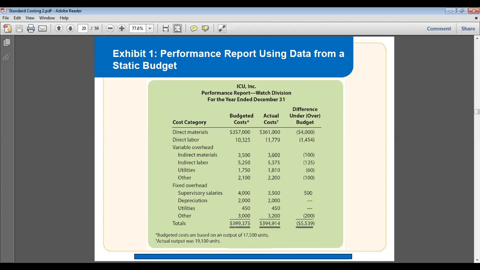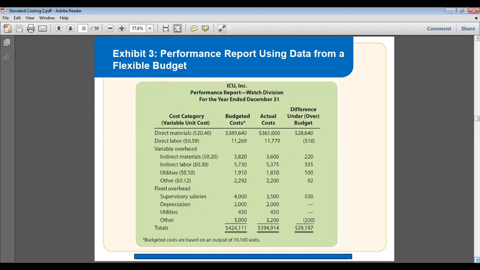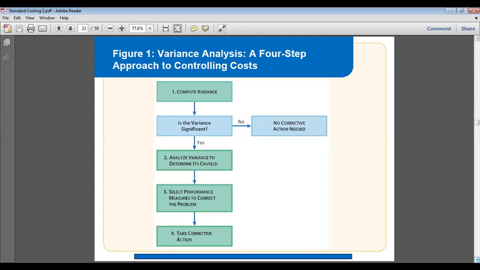So there is a huge margin between $3,89,375 and $3,94,940. So there is a difference of $5,539. So this is the difference between actual and the standard cost. So this way we will be finding the budget formula. So this is the basic difference of budgeting. Variance analysis we will be studying tomorrow.